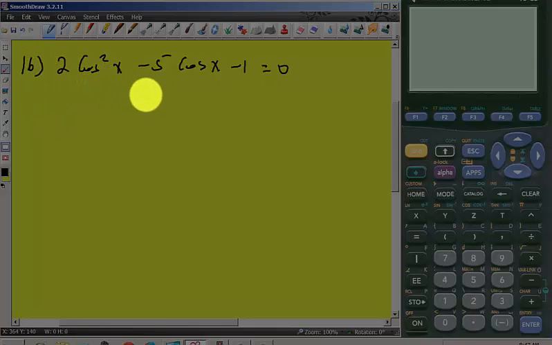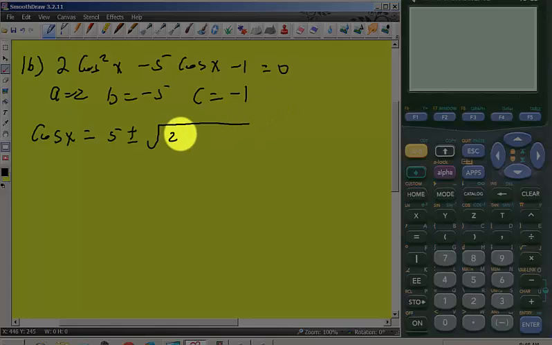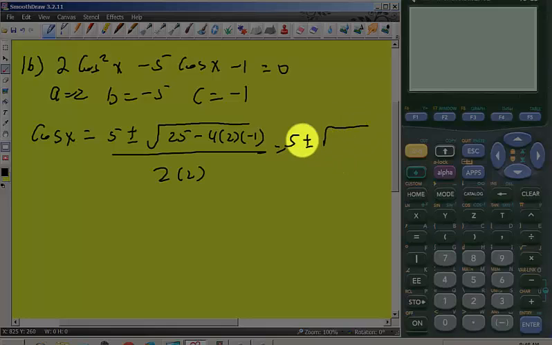Alright, here we go. Can we factor this? I don't think we can factor it, so we might as well go to quadratic. A is equal to 2, B is equal to negative 5, and C is equal to negative 1. So we're solving for cosine of x is equal to negative B, which is 5, plus or minus the square root of negative 5 squared, which is 25, minus 4 times A, which is 2, times C, which is negative 1, all over 2 times A, which is 2. If I clean this up, I get 5 plus or minus the square root of 25 plus 8, which is 33, all over 4.